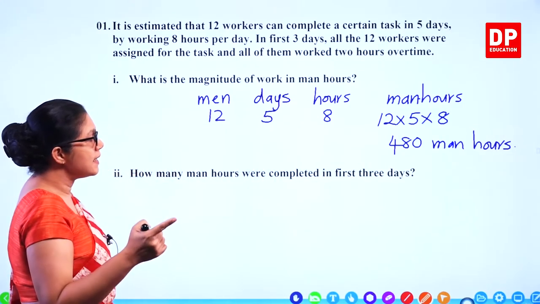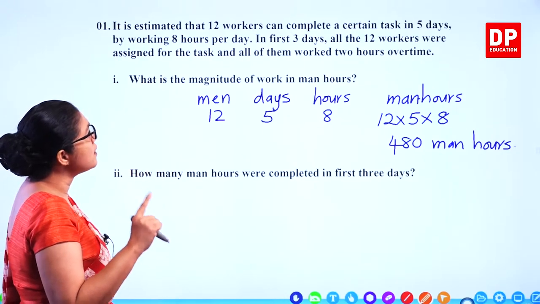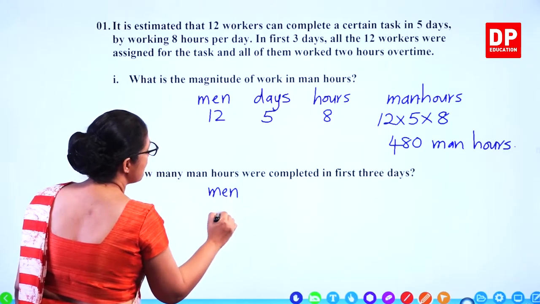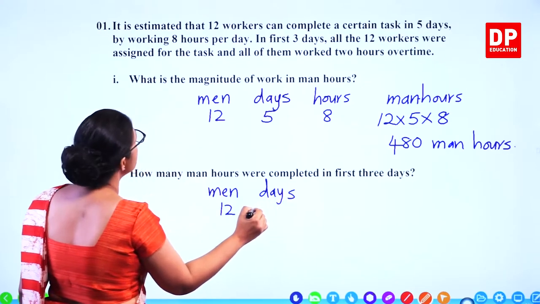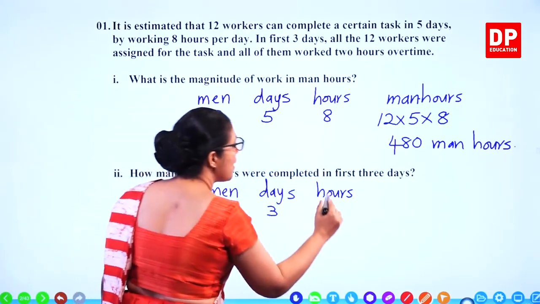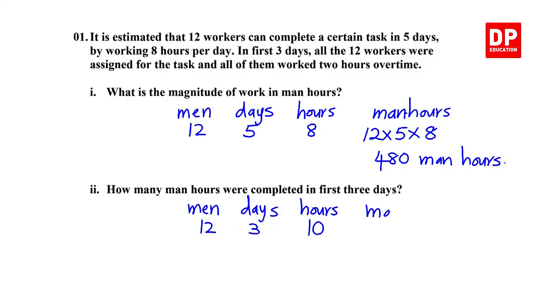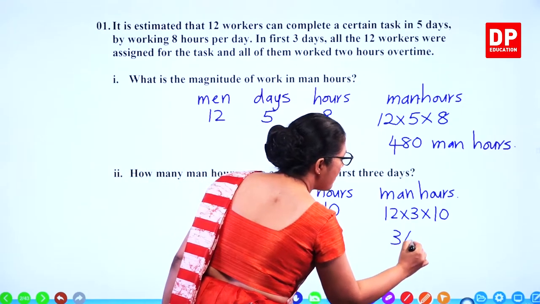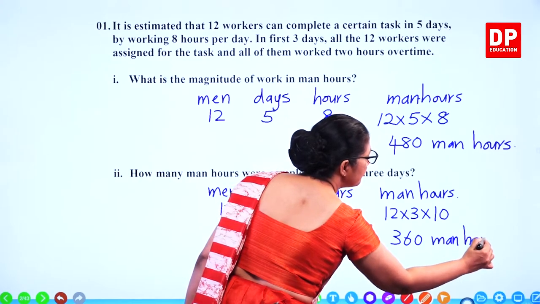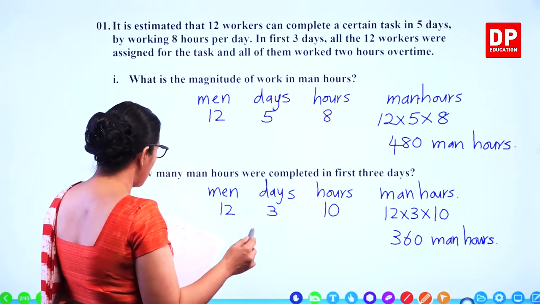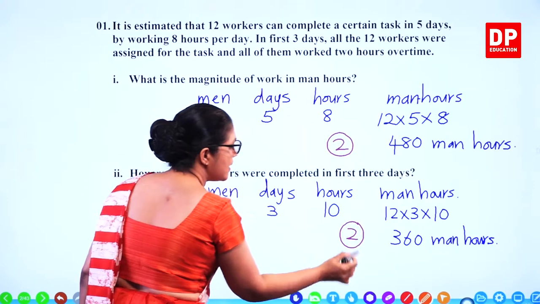How many man hours were completed in the first 3 days? Now it says in the first 3 days all the 12 workers were assigned for the task and all of them worked 2 hours overtime. Then how many men? That's 12. Days, only 3 days they worked. And how many hours now? Earlier 8 hours, now 2 hours overtime means 8 plus 2, 10 hours they worked. What was the man hours completed? That's 12 times 3 times 10. 12 times 3, 36. 36 times 10, 360 man hours completed within 3 days. So how many marks for these 2 parts? You are getting 2 marks for this and 2 marks for the other part.